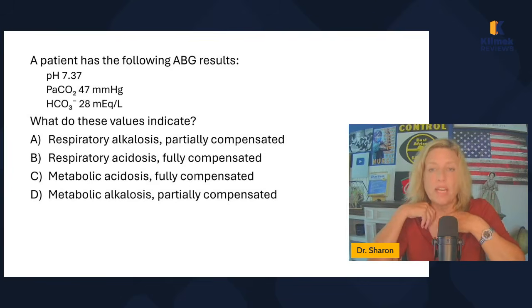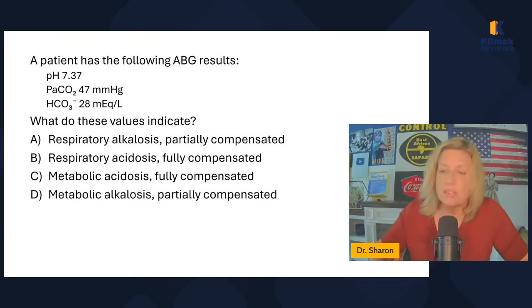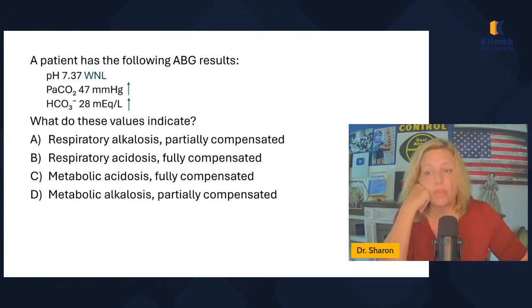A patient has the following ABG results: pH 7.37, CO2 47, bicarb 28. What do these values indicate? So I have various acid-base imbalances, and then I have partially compensated and fully compensated. So I like to cross off answers that I know can't be right. Y'all, I have a pH that's within normal limits. It cannot be partially compensated. It has to be fully compensated.